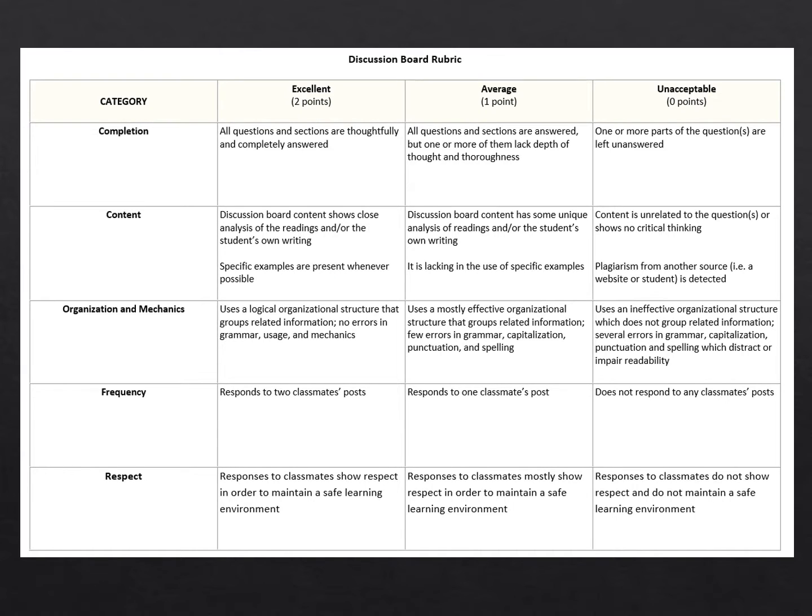Now, in terms of how I will actually assess them in these various categories, this is an example of a discussion board rubric that I have used in the past and would use in this course. Students are graded in the categories of completion, the content of what they have posted, their organization of ideas and mechanics, and the frequency with which they post. They have to respond to 2 classmates, and make sure that they always utilize respect in their responses to their classmates.